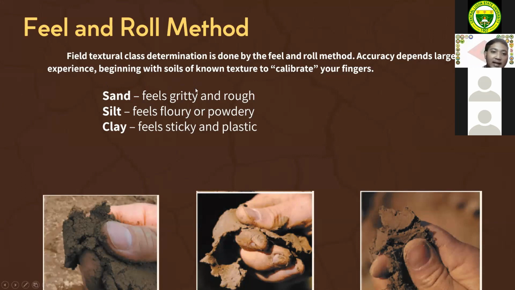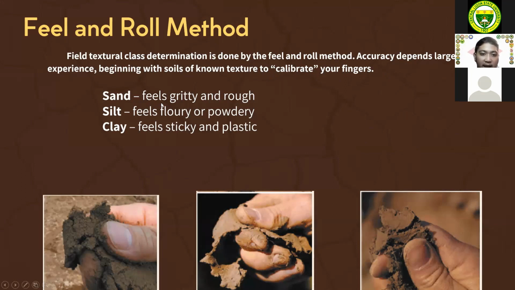So field textural class determination is done by the feel and roll method. Accuracy depends largely on experience, beginning with soils of known texture to calibrate your fingers. So meron tayong mga sample na alam na natin yung texture. Then ika-calibrate natin or i-test natin kung tama ba yung magiging perception natin sa correct na texture ng soil. That's how we calibrate our fingers.